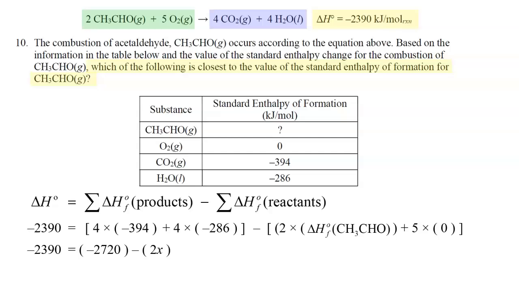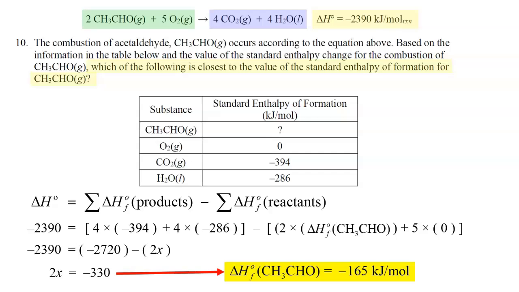So negative 2,390 is equal to negative 2,720 minus 2x. Now this just becomes an algebra problem where we have to solve for x. So I get 2x equals negative 330 when I rearrange that equation and do some algebra and some math. So if 2x equals negative 330, that means that x, which is what I'm trying to find, the standard enthalpy of formation for acetaldehyde, is negative 330 divided by 2. And that works out to be negative 165 kilojoules per mole.